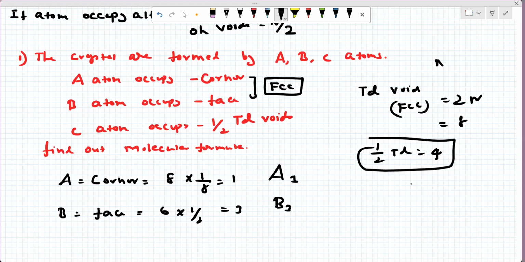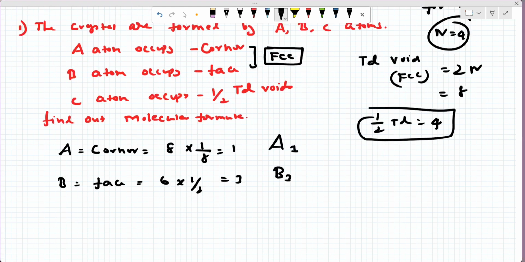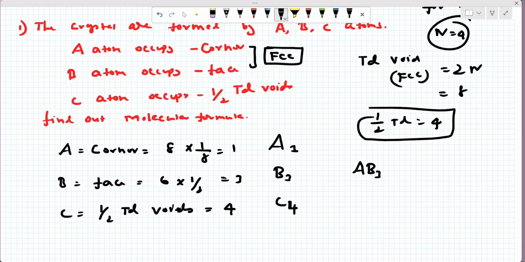Because the n value is equal to 4 for FCC. In the case of the C atom occupying half of the tetrahedral voids, therefore there are 4. That is C4. What is the molecular formula? AB3C4. If you know which atom occupies the tetrahedral voids, we know the formula. Tetrahedral voids are 2n, and octahedral voids are n. Based on this concept we can find the molecular formula of the respective elements.